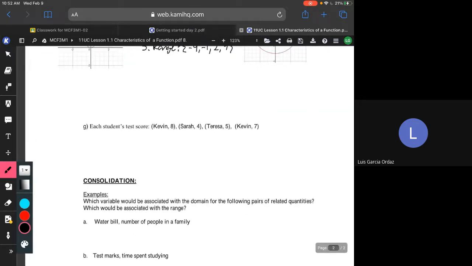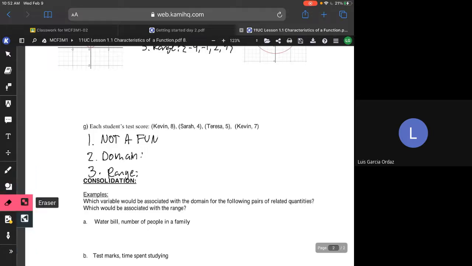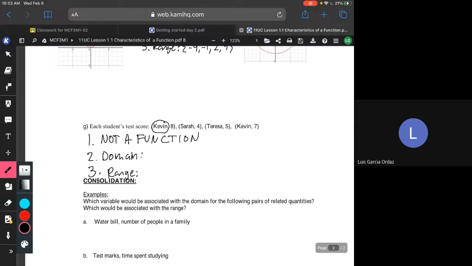Okay, and last but not least, let's do the test scores. So is this a function or not a function for G? How would you know? Not a function. Why? What if it's Kevin F and Kevin W? Exactly. So that's why it's not a function. There's two Kevins.